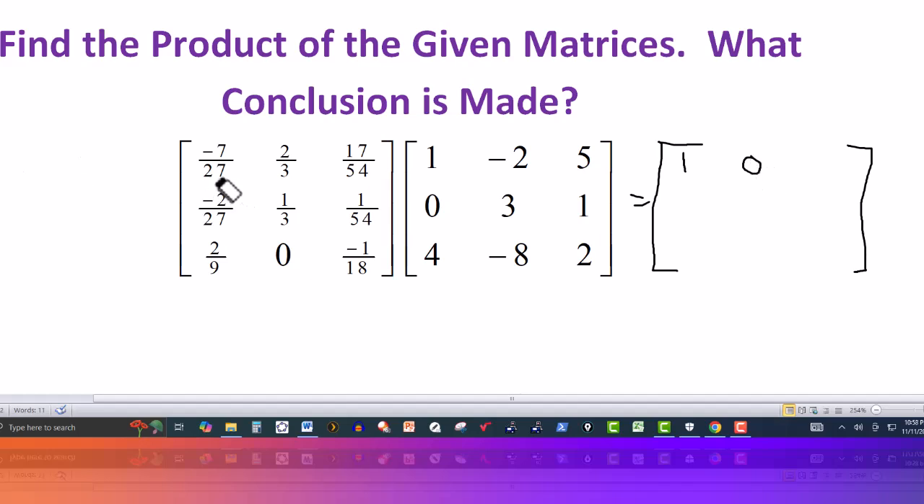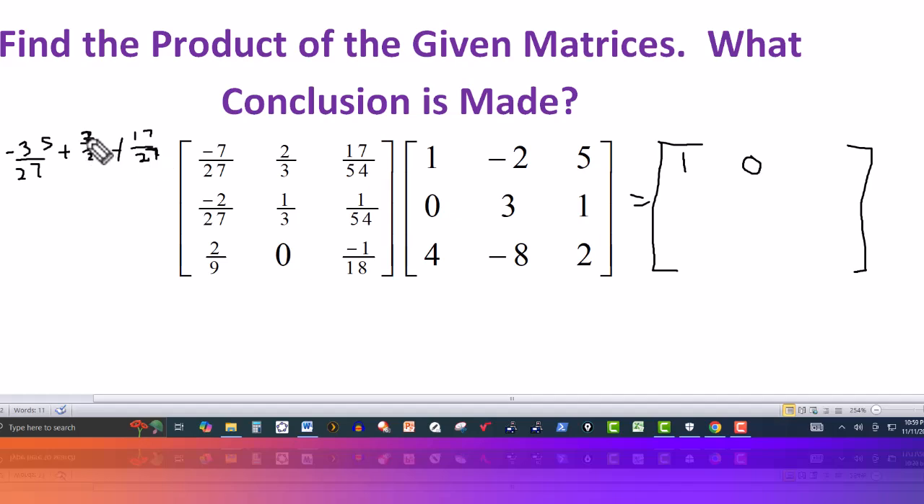And now we do the same thing with the first row, multiplying through the components of the third column. So this will be a negative 7 over 27 times the 5. This will be a minus 35 over 27. Again, multiplying the components of the first row into the corresponding components of the third column. And then the 2/3 multiplies the 1. This will be a plus 2/3. And it is plus the 17 over 54 multiplies the 2. And let's reduce it, divide the 2 into the 54, so this will be 17 over 27.